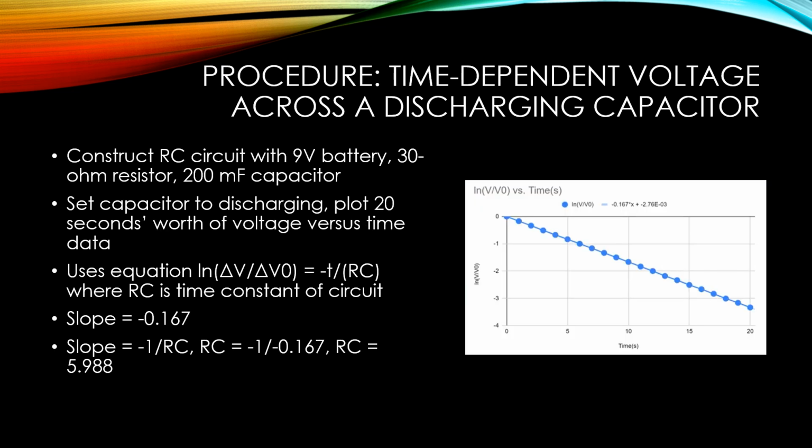For the graphing, I set the capacitor to discharging to plot 20 seconds' worth of voltage versus time data using the equation ln(V/V0) equals minus t over RC, where RC is the time constant of the circuit. The slope was negative 0.617, and the RC was 5.988 volts.